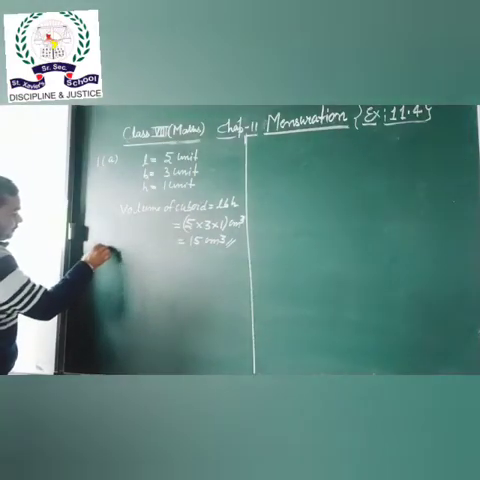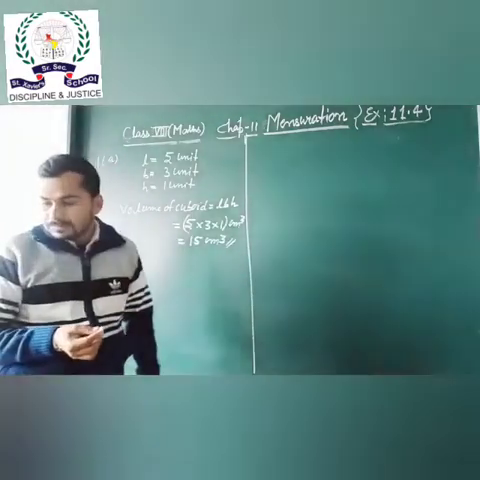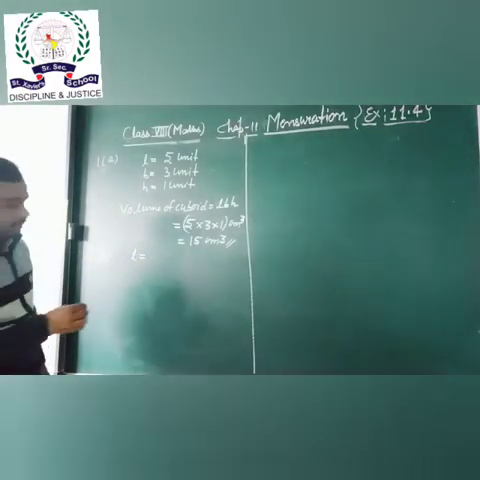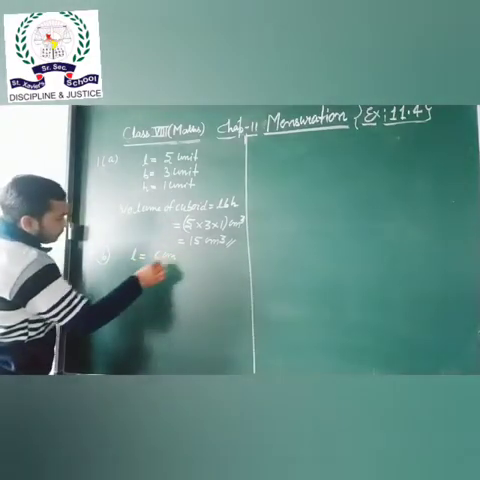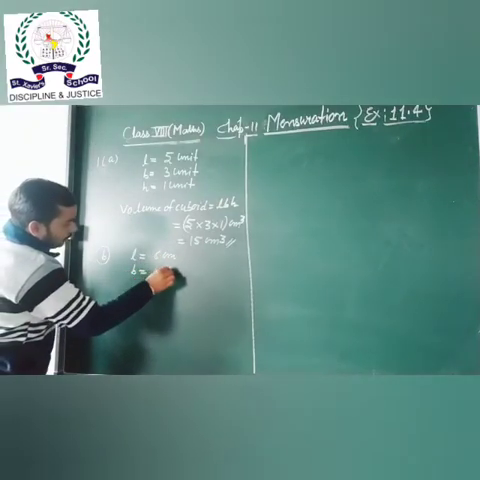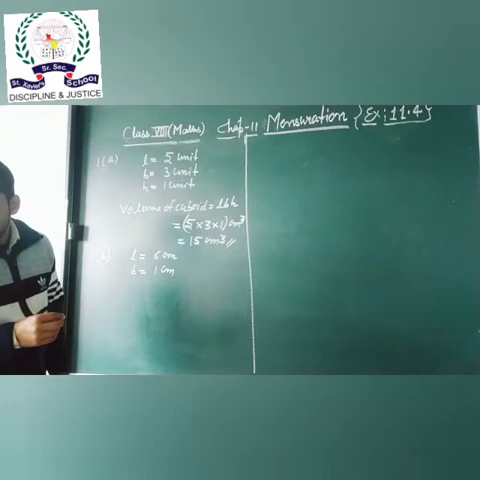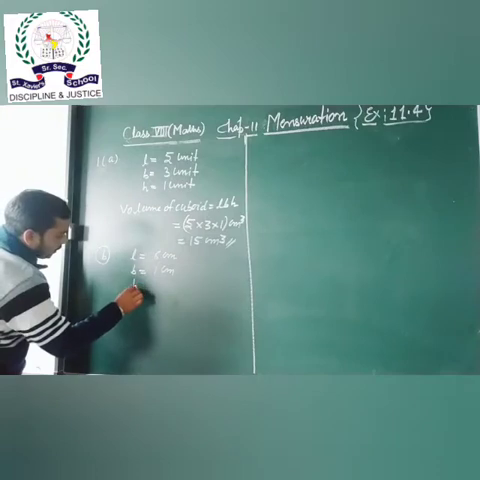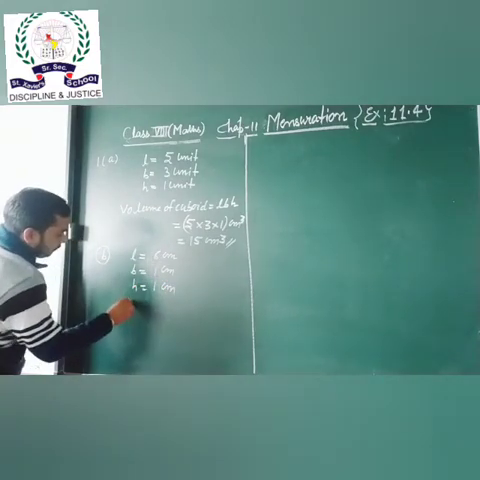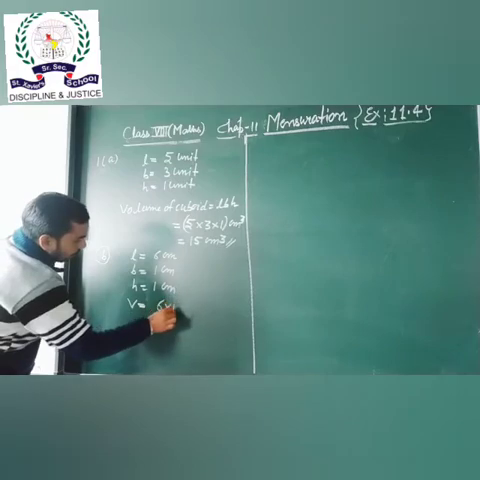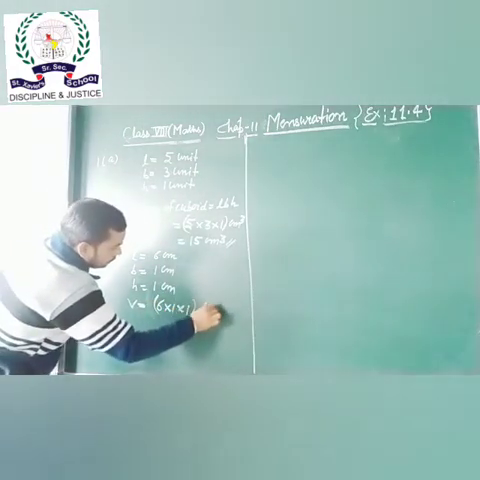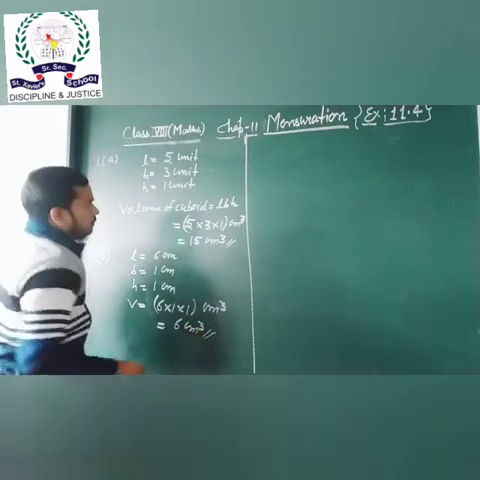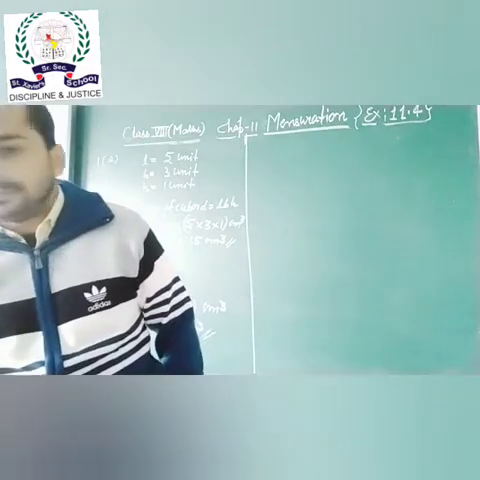In the B part of the question, length equals 6 centimeter and breadth equals 1 centimeter, and height is also equal to 1 centimeter. So when we find the volume, it is 6 into 1 into 1 centimeter cube, which equals 6 centimeter cube. This way we have solved question number 1.